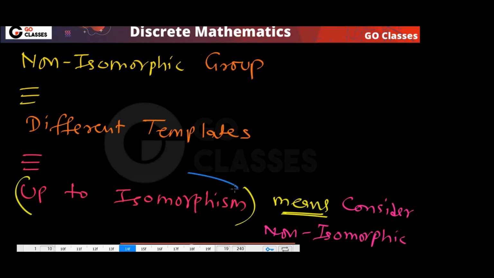theory. I will come back to this point. This isomorphism is a concept of graph theory. So in graph theory, I will tell you what this isomorphism is, what this up to isomorphism is. But for now, you just understand that up to isomorphism simply means that consider non-isomorphic groups. Okay, so that is the idea.